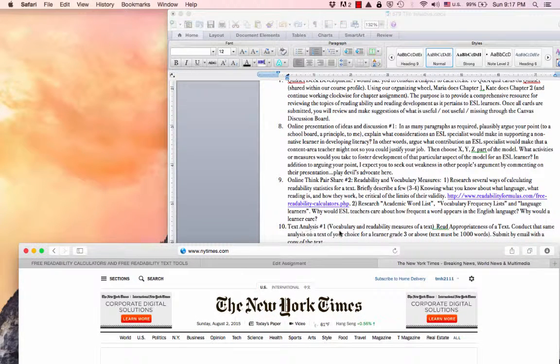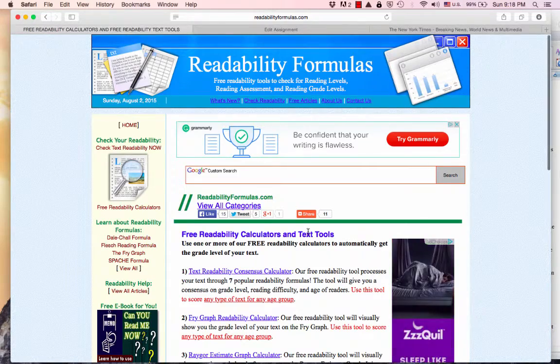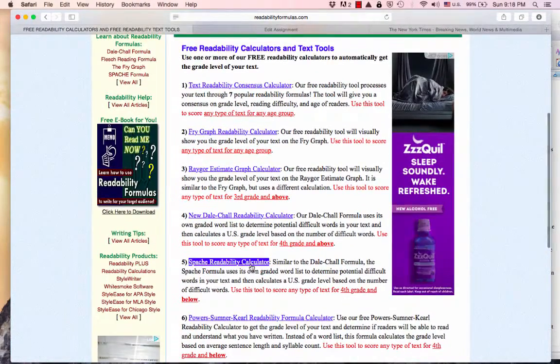Text analysis number 1 deals with the vocabulary, as we talked about in the other video, and the readability measures, which we're going to talk about now. So, in a way, we're trying to kill two birds with one stone with this video. Okay, I indicated in the syllabus that there are a wide range of readability measurements for a particular text.